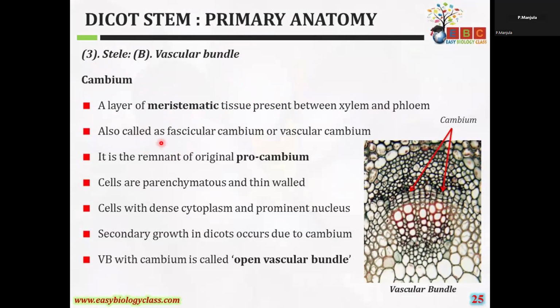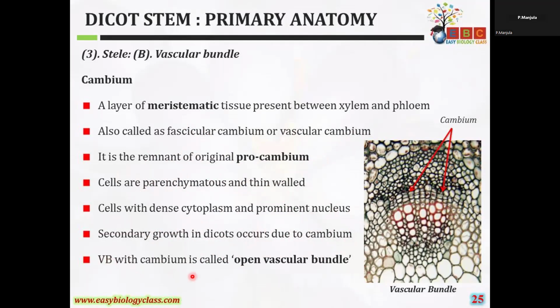It is also known as the vascular cambium. It is the remnant of the original procambium remaining. The cambium cells are parenchymatous and thin-walled, with dense cytoplasm and a prominent nucleus. Generally, the secondary growth in the dicot stem occurs due to the presence of cambium.